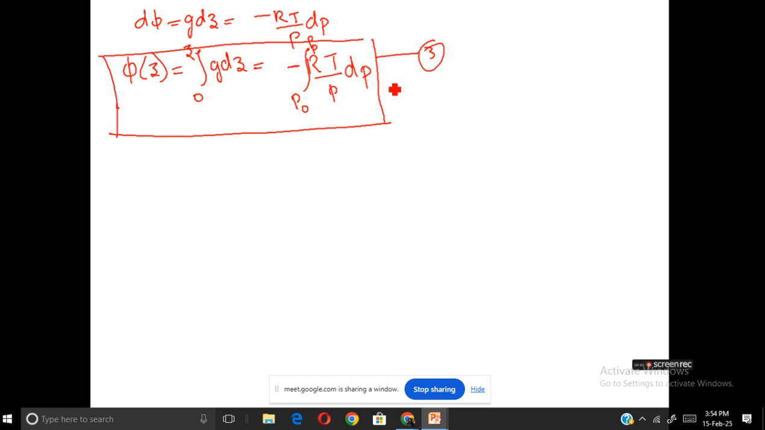So phi of 0 is basically the geopotential at sea level, which is 0.